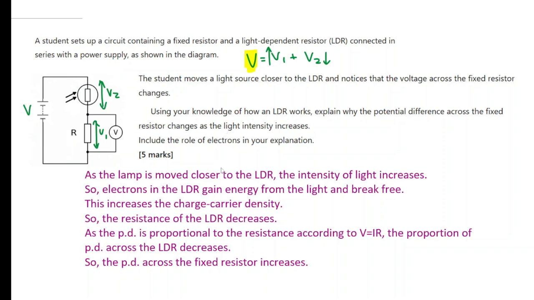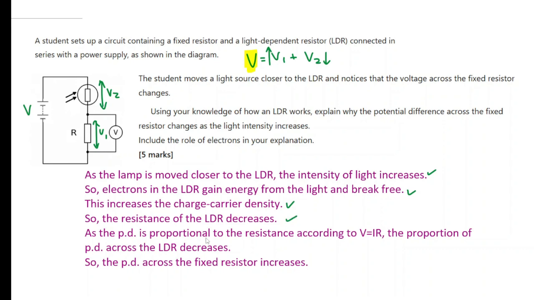So here are the points you can write to get 5 marks. As the lamp is moved closer to the LDR, the intensity of light increases, will get you 1 mark. So electrons in the LDR gain energy from the light and break free is another possible point. This increases the charge carrier density N is another point. The resistance of the LDR decreases is another one.